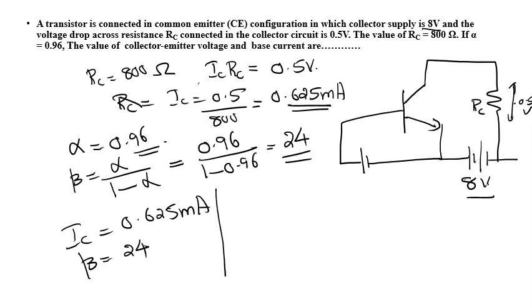Collector emitter voltage. So first we'll calculate the base current. So IB equal to IC by beta.